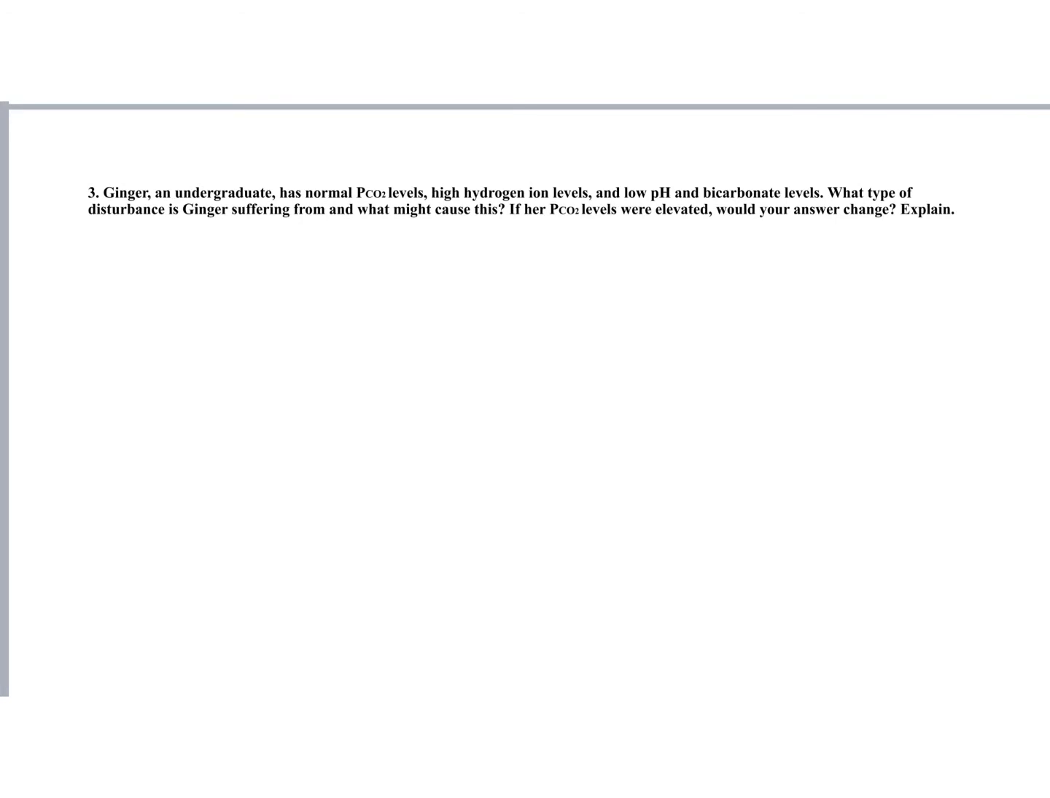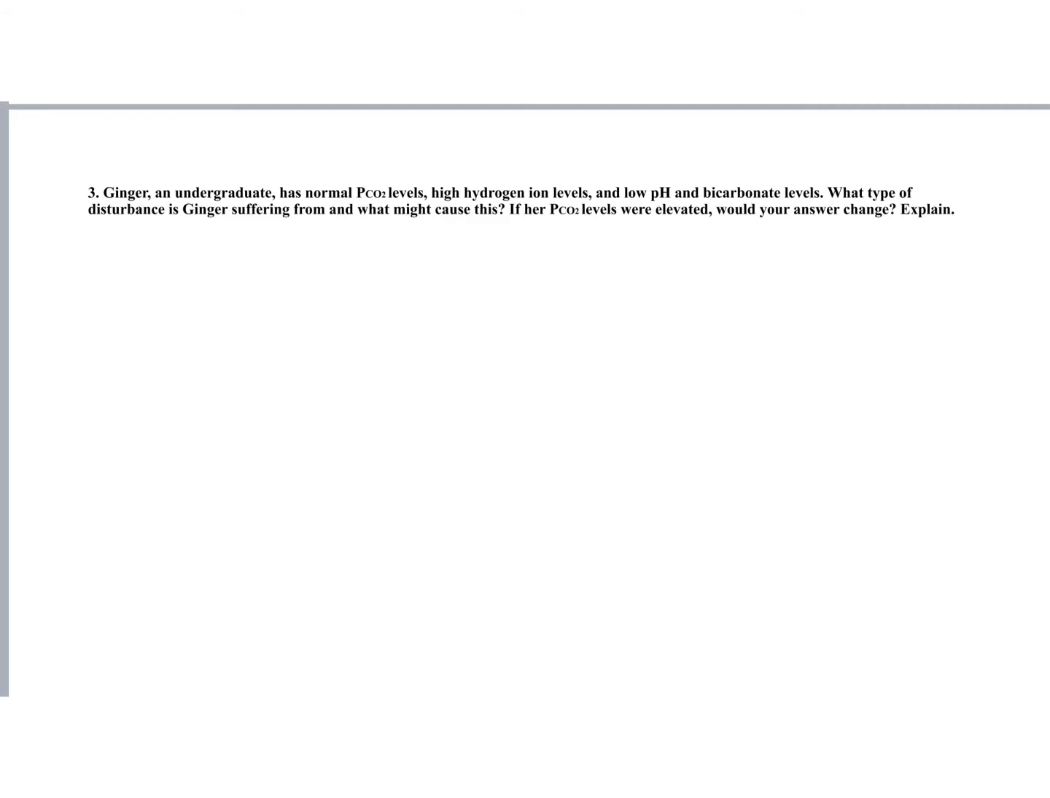Number 3 says Ginger, an undergraduate, has normal carbon dioxide levels, high hydrogen ion levels, and low pH and bicarbonate levels. What type of disturbance is Ginger suffering from, and what might cause this? And then it asks, if her carbon dioxide levels are elevated, would your answer change? And then it wants you to explain.